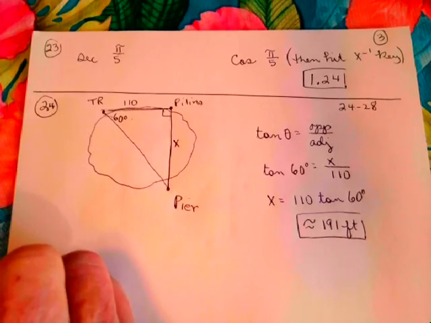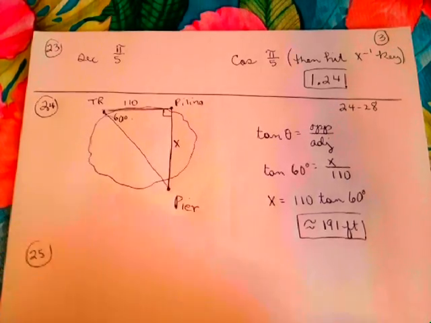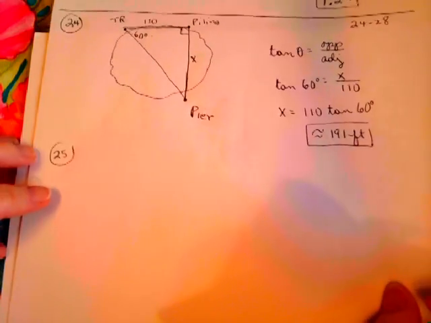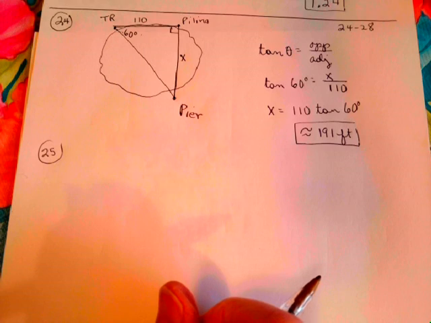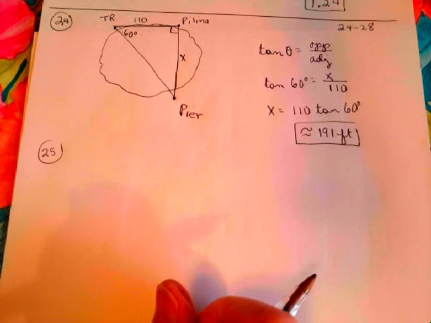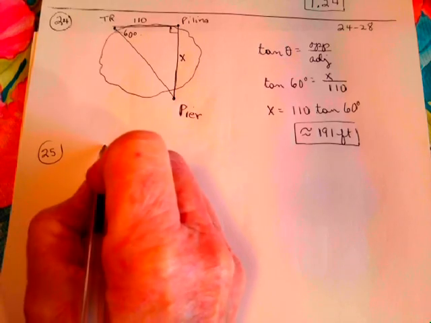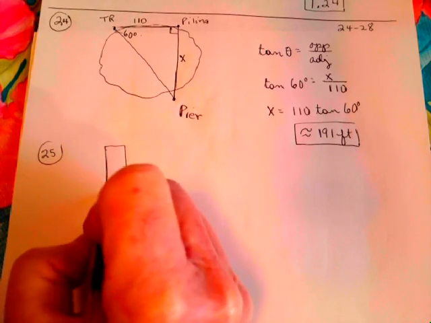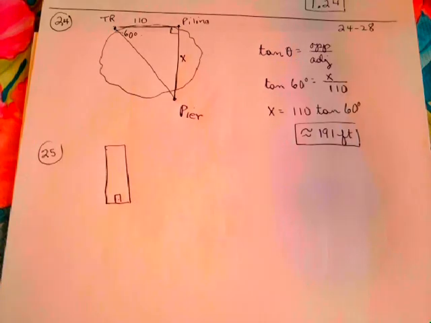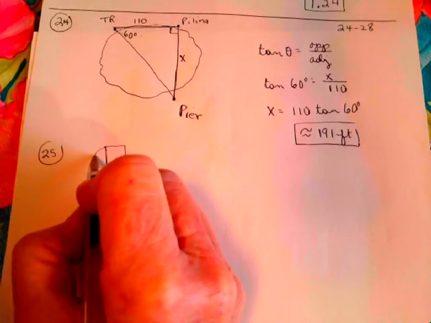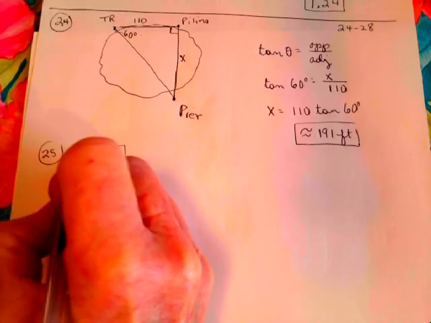Number 25. A building 180 feet tall casts a 70-foot long shadow. If a person stands at the end of the shadow and looks up to the top of the building, what is the angle of the person's eyes to the top of the building? Here's my building. The whole building is 180 feet tall.